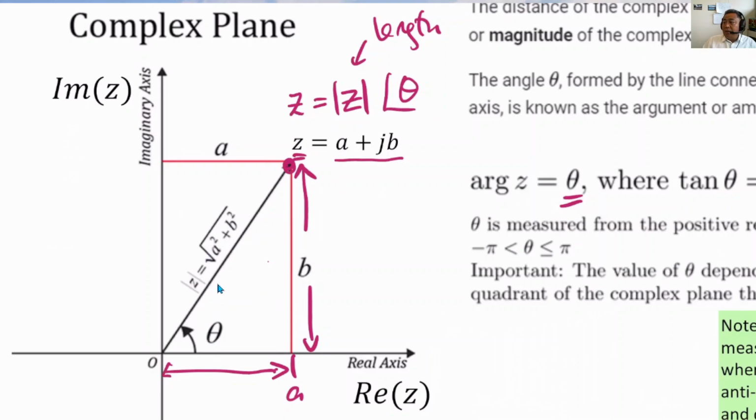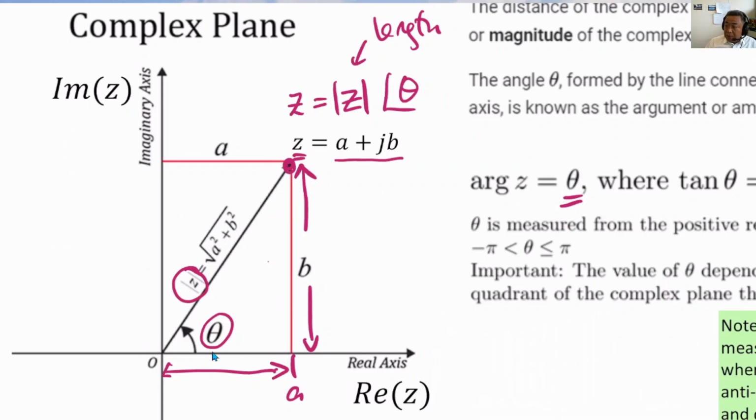So how to calculate the magnitude? Well, this is a right angle triangle, and by Pythagoras theorem we know that this length, the hypotenuse, is the square root of a squared plus b squared. So this is the modulus of the complex number. What about theta? Theta is the angle that is made with respect to the positive real axis.